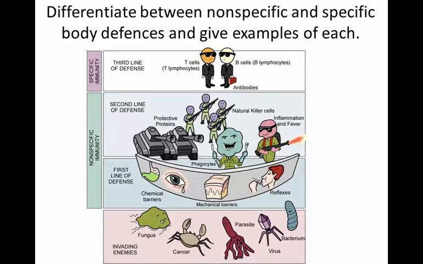Another level of immunity is specific immunity, and this incorporates our third line of defense, which are T cells and B cells. We'll get more into T cells and B cells later on in this unit, but these are specific because they will attack specific types of disease. For example, I might get infected with one bacteria where certain T cells and B cells will react in order to kill off that bacteria.